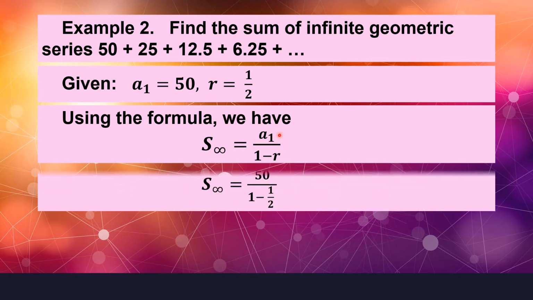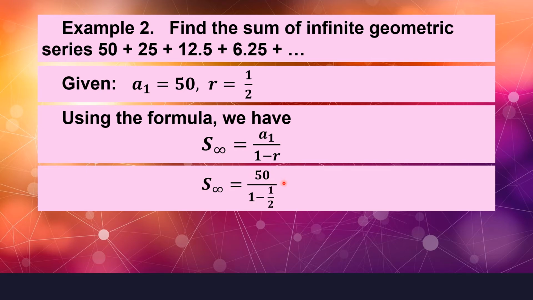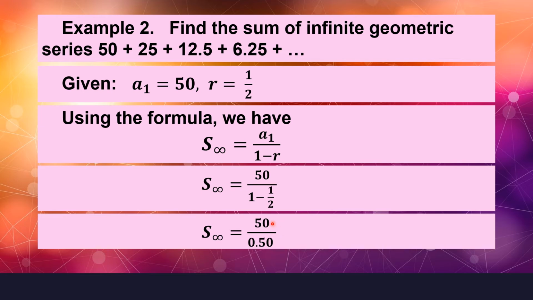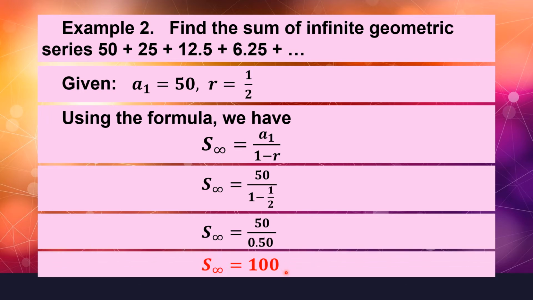Our A sub 1 is 50 over 1 minus our R, which is 1/2. Simplifying this, 1 minus 1/2 is 0.5 or 1/2. 50 divided by 0.5 is equal to 100. Thus, the sum of the infinite geometric series 50 plus 25 plus 12.5 plus 6.25 plus and so on is 100.